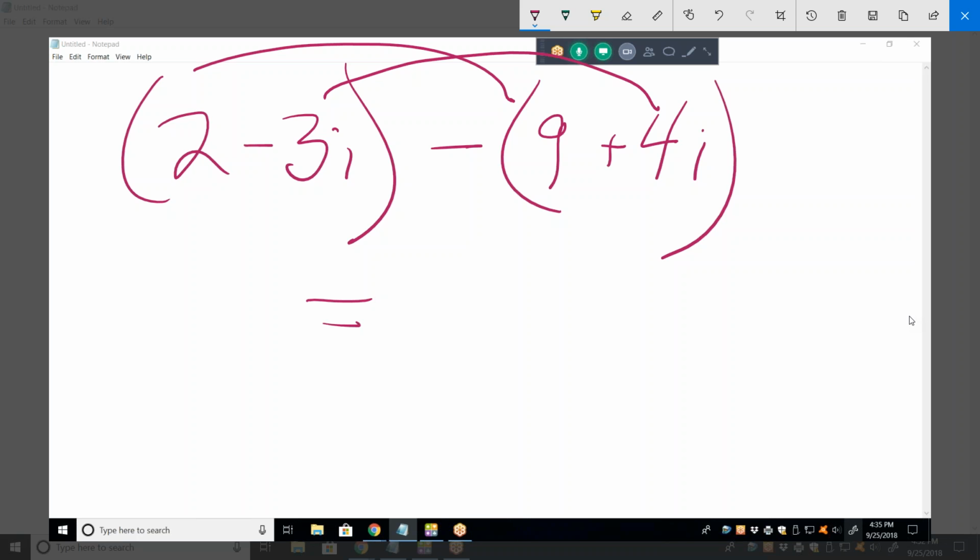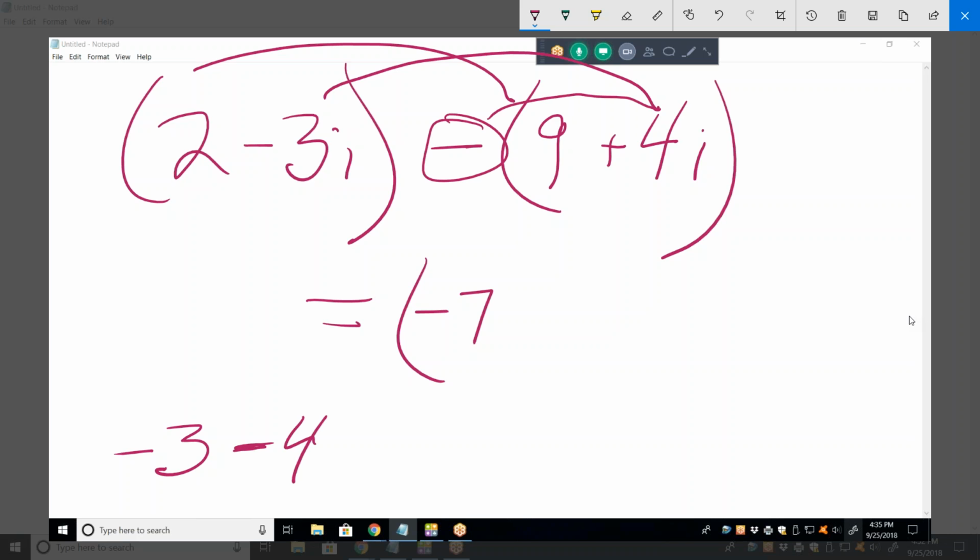So negative 7 minus negative 1. What is minus 3 minus 4? Now notice this minus sign has to be applied to both of these terms. In other words, it's 2 minus 9 and it's minus 3i minus a positive 4i, or minus 3i minus 4i. So just 1? No. Minus 7.